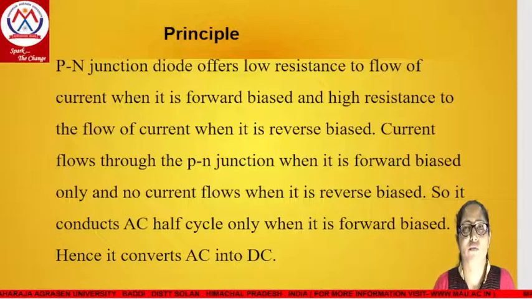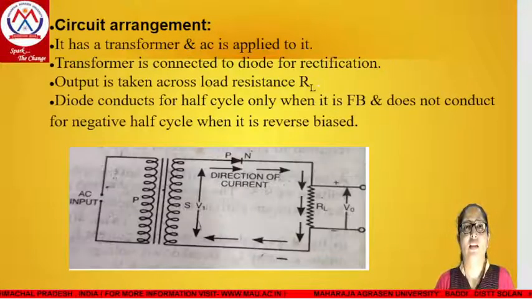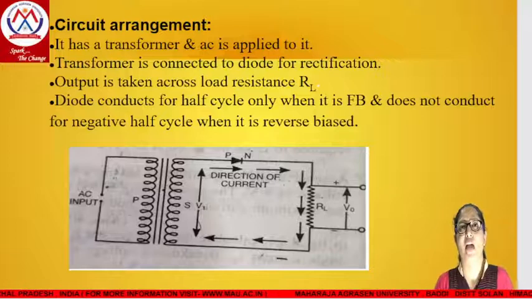The PN junction offers low resistance to the flow of current when it is forward biased and high resistance to the flow of current when it is reverse biased. Current flows through the PN junction when it is forward biased and no current flows when it is reverse biased. So it conducts the AC half cycle only when it is forward biased, and so it is able to convert alternating current into direct current. Next is the circuit arrangement for the half wave rectifier.